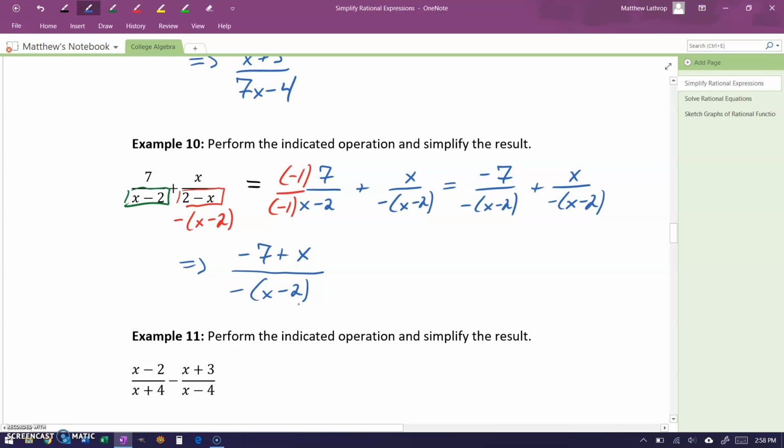From here, we're sort of technically done, but there are a few different routes we can take to simplify this expression. If we start off with simply flipping around the two terms in the numerator, we could rewrite this as x minus 7 over the opposite of that quantity x minus 2. And then that negative that's in the denominator could be brought out as just a negative in front of the entire fraction. Or that negative could be distributed then through the expression that we have in the numerator.